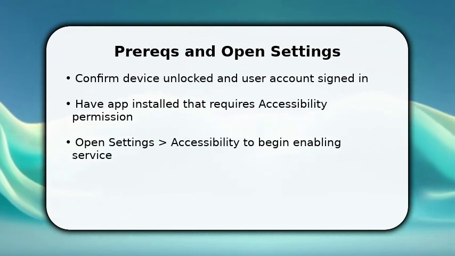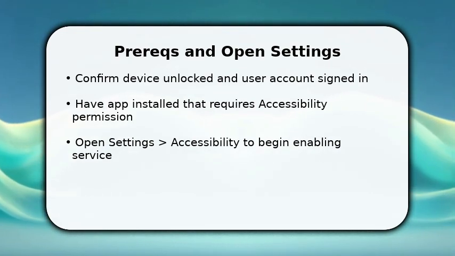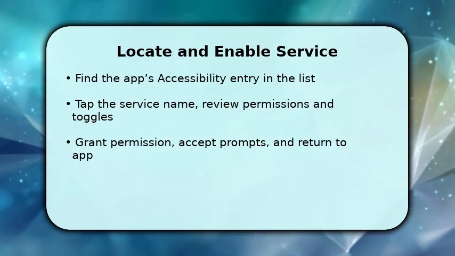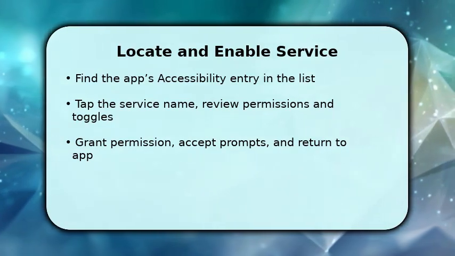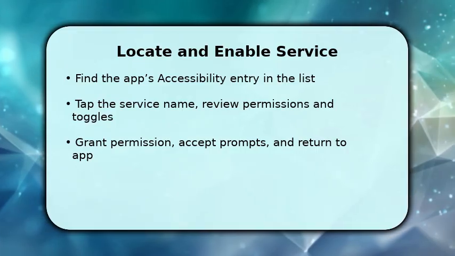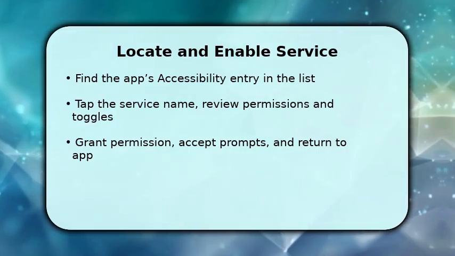Once in Accessibility, scroll to find the app service by name. Apps often group under their package or developer label. Tap the service to view detailed permissions. This explains what the service can control. Toggle the switch to enable it.